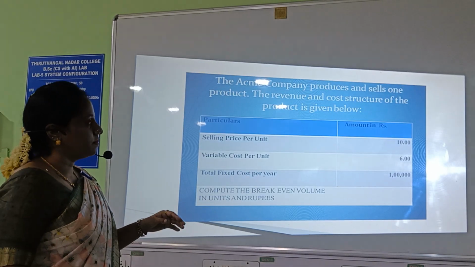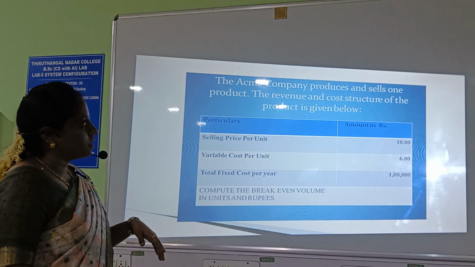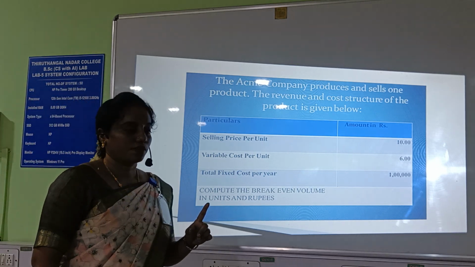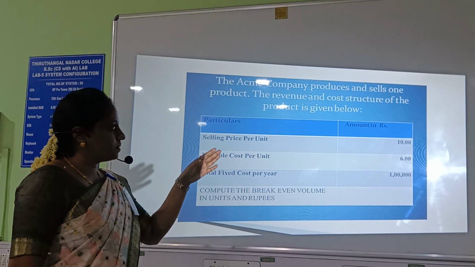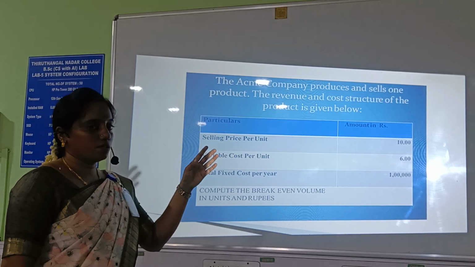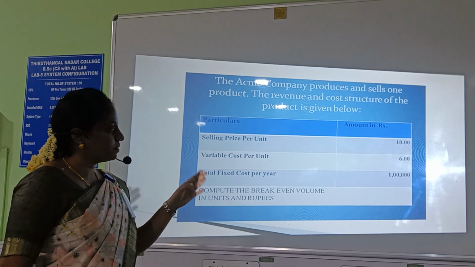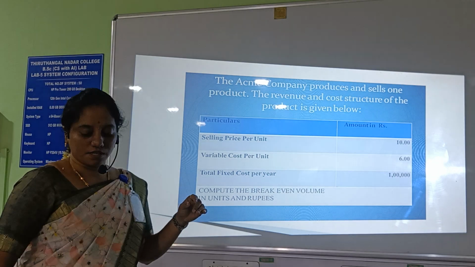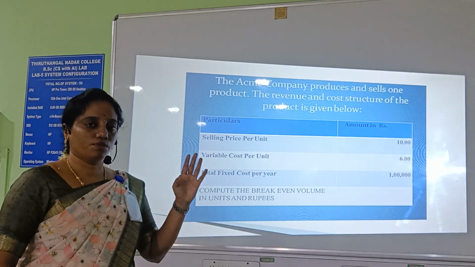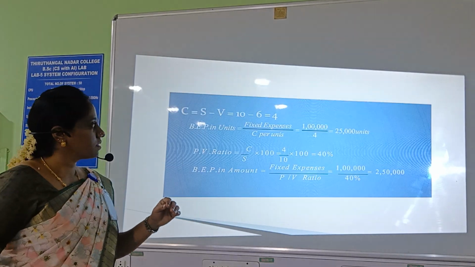So this is one sum under marginal costing. The Acme company produces and sells one product. The revenue and cost structure of the product is given below. Selling price per unit is 10 rupees, variable cost per unit is 6 rupees, total fixed cost per year is 1 lakh rupees. Compute the break-even volume in units and rupees. So we have to calculate break-even volume both in units and in rupees.